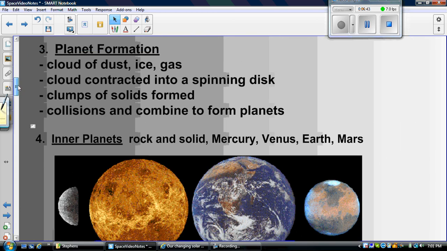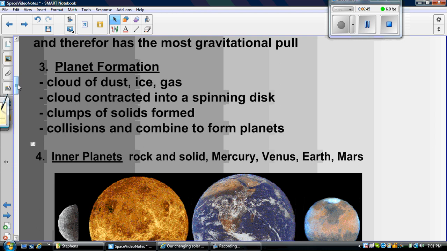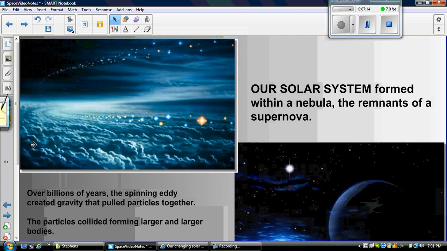Okay, so how, you might ask, did the planets form? Well, very similar to stars. There's a collection of dust and ice and gas that did not make up the star. So any of the matter that didn't make up the star, our sun, formed planets. Once we have enough matter, it will start to contract into a spinning disk due to the force of gravity, and we will get a planet. So then you get clumps of solids forming. These collisions combine to form planets. So that might have looked something like this.